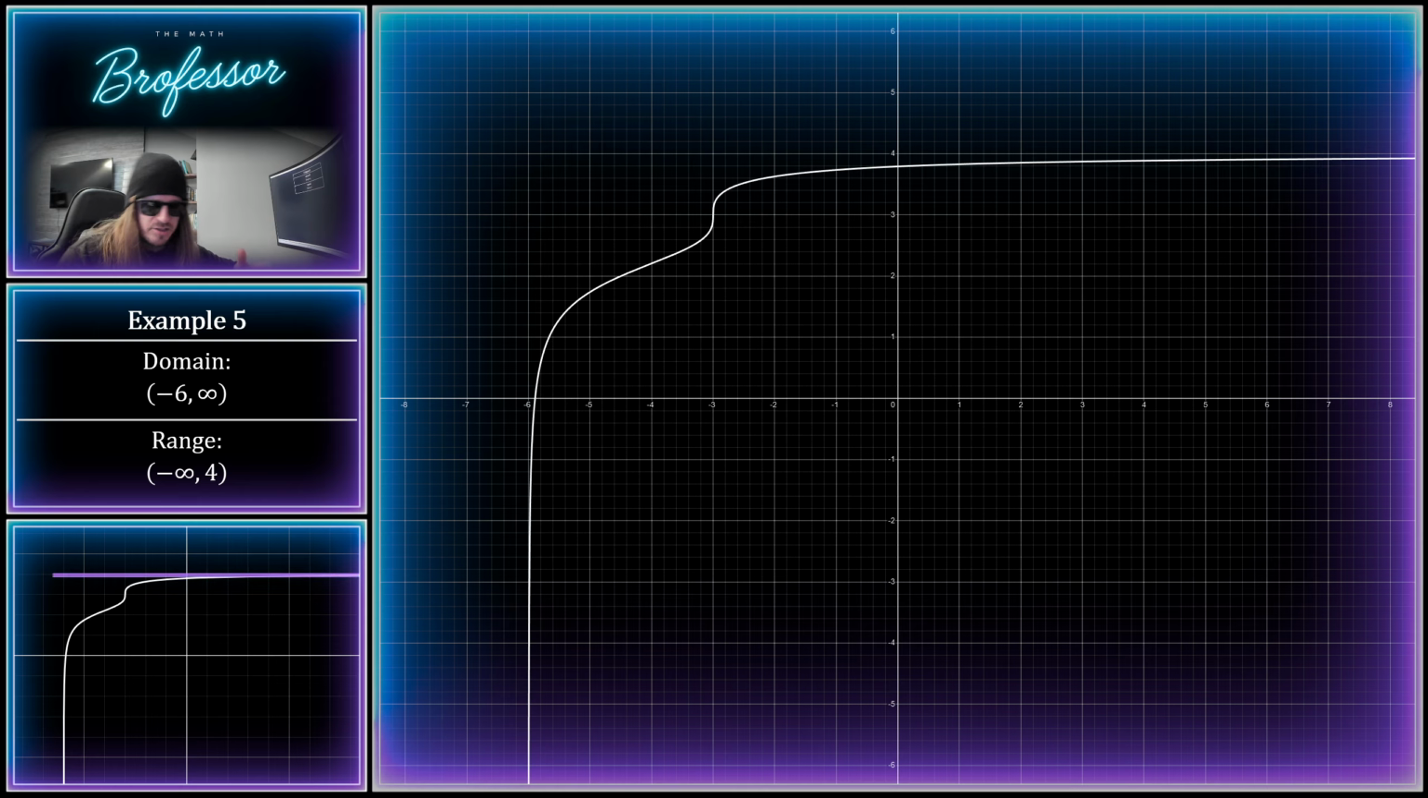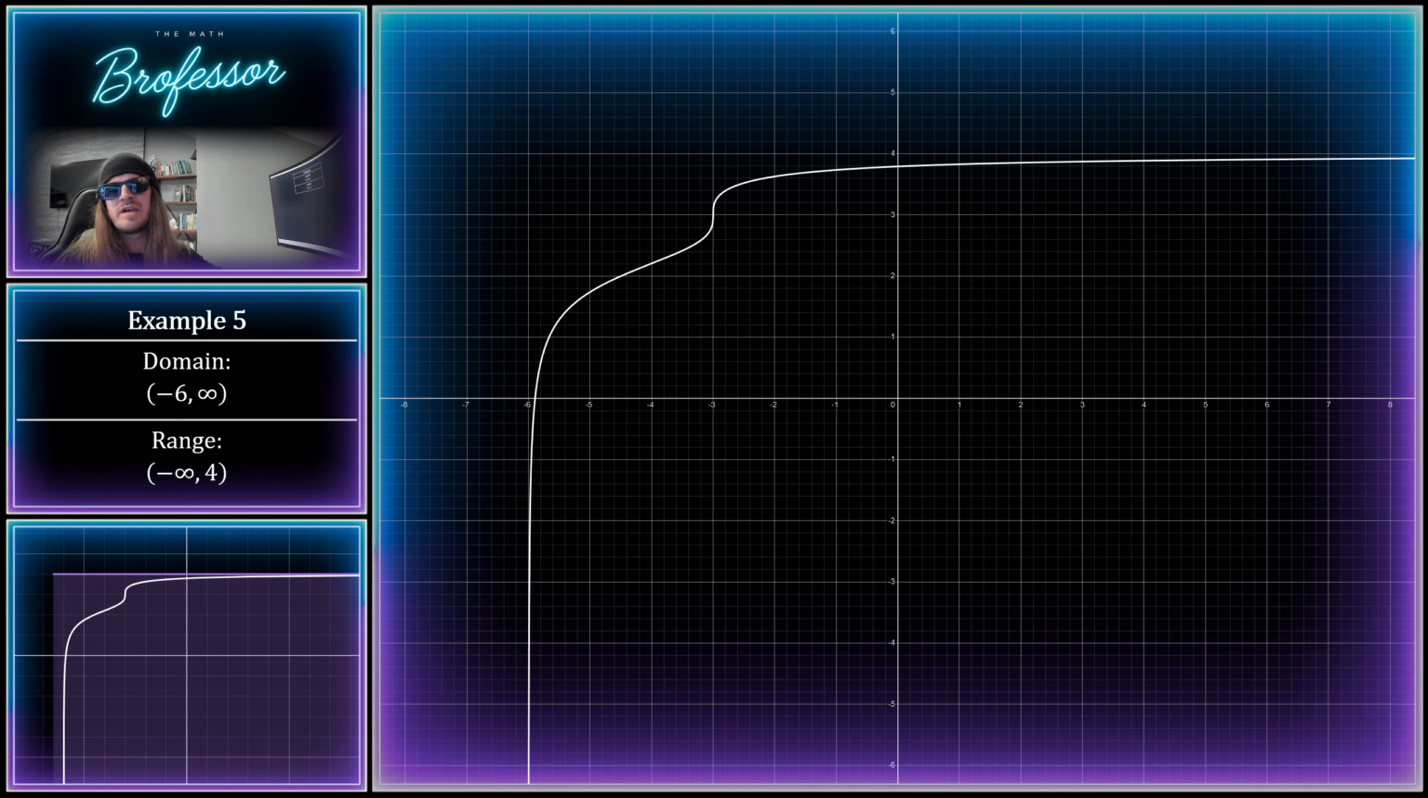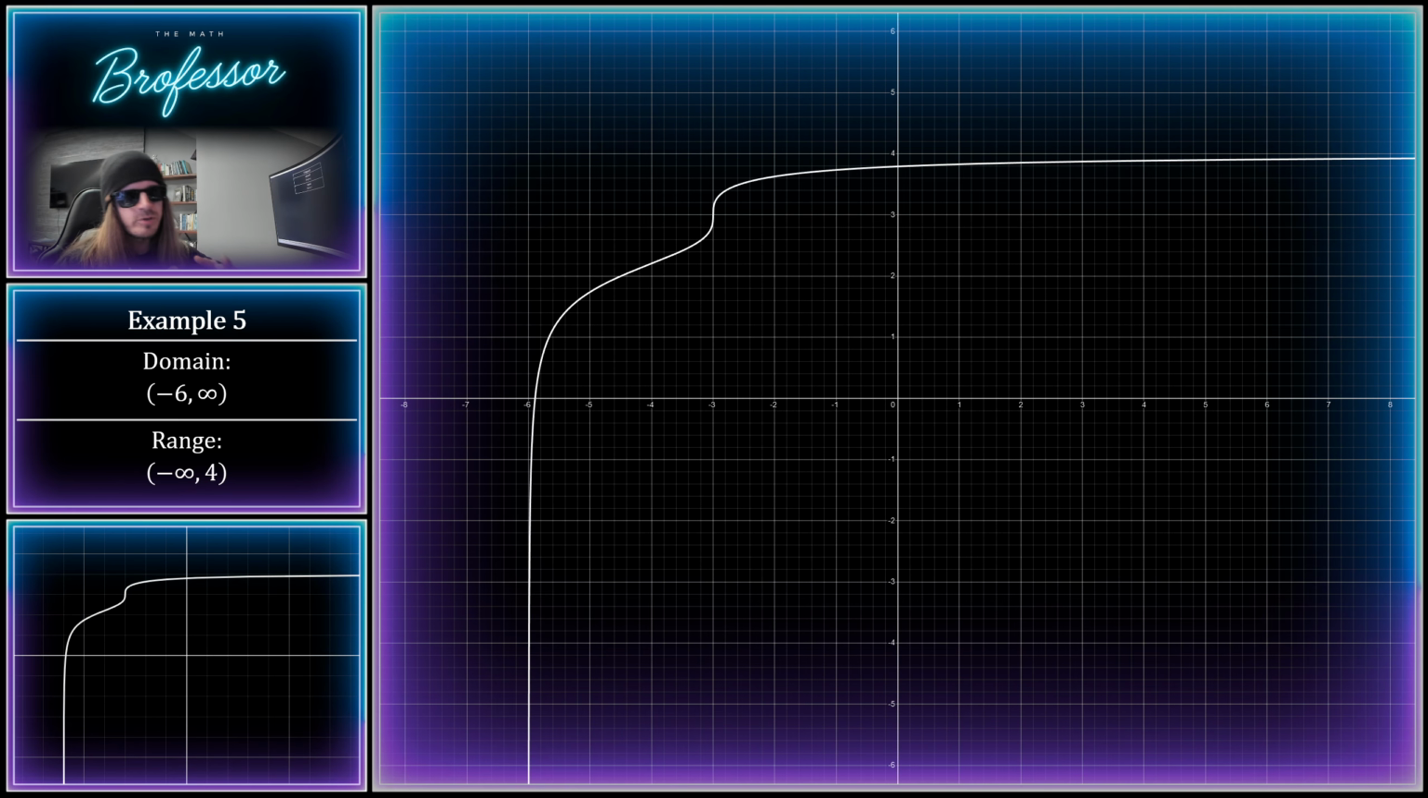Whenever you have an asymptote involved, you're going to have infinities involved. Sometimes it may be positive, sometimes it may be negative, but those two things go together.